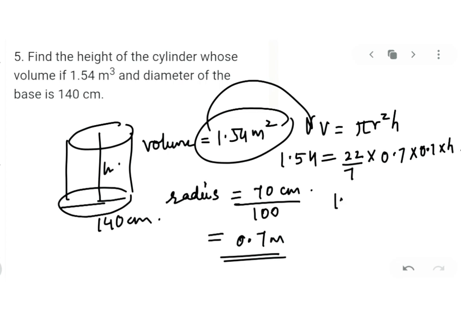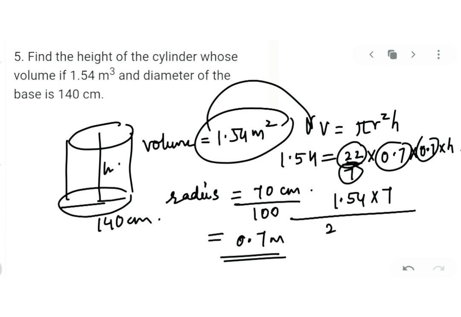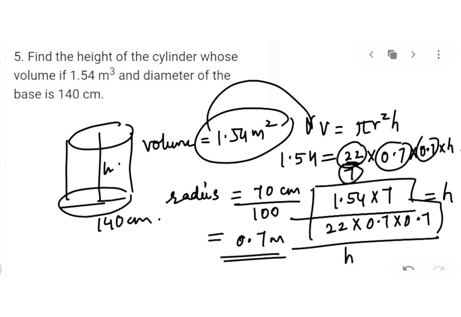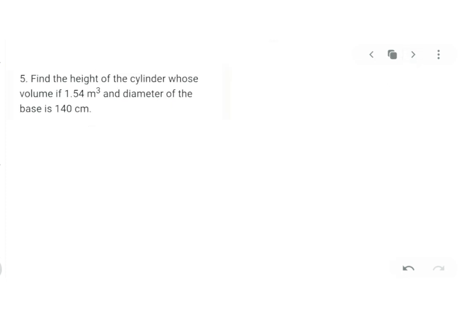Let's take this 7 on this side into multiplication. And the rest of the things which are in multiplication here, you have to take them down into division. Correct? And from there, you will get the value of height. Can you do the calculations on your own? Yes, get me the value of height. Correct. Next, problem number 6.